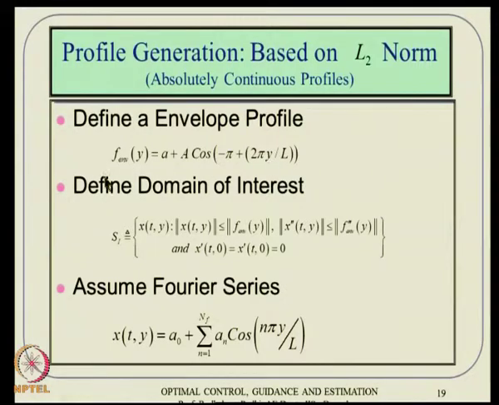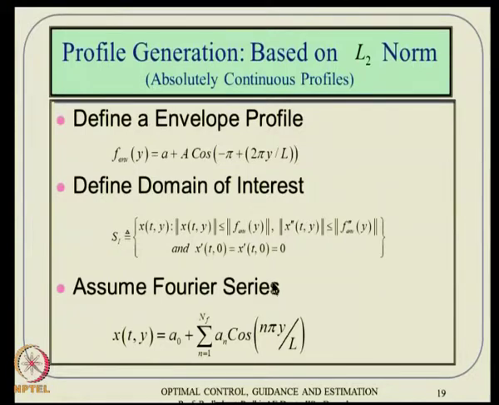Then next you define a domain of interest, something like this: x of t, y, such that the norm of x of t, y has to be less than or equal to some envelope function of y. This is where the utility comes even more. Once you know this, these numbers can be selected in a good way. In this particular example, the position has to be bounded by that, as well as the double spatial derivative is bounded by the corresponding value coming out of that, and these conditions also have to be 0 at the boundaries.